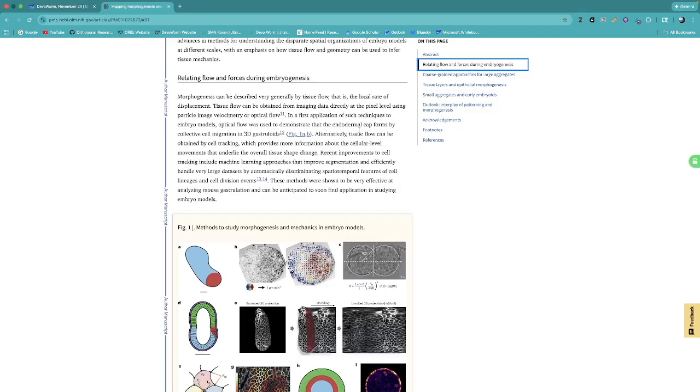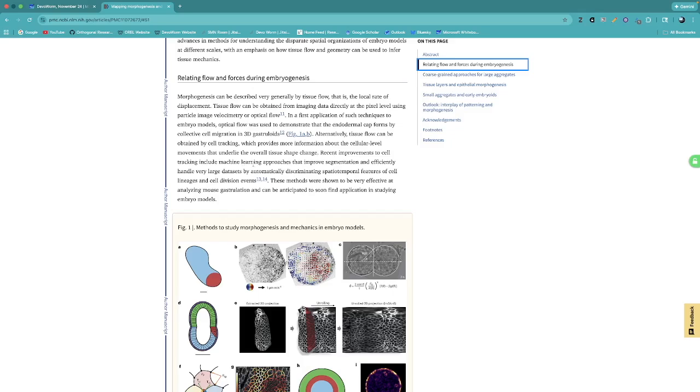Alternatively, tissue flow can be obtained by cell tracking, which provides more information about cellular level movements that underlie the overall tissue change in shape. So these changes in shape, these rates of change, are affected by cellular level movements, migration, things we can track and figure out the time course of. They map to differentiation events in the embryo, and you can slow them down or speed them up based on cell doubling time and other things like how cells adhere to each other, how they form sheets, how they can sense their positional information, etc.